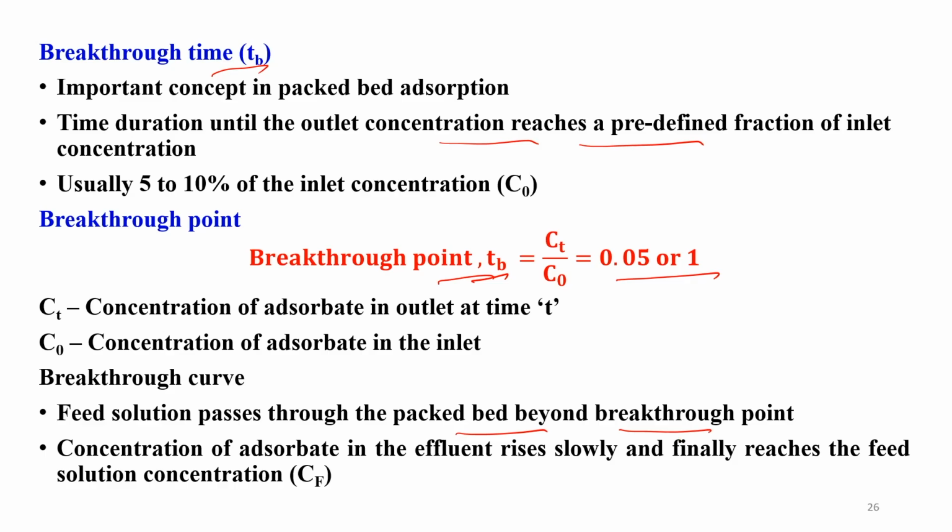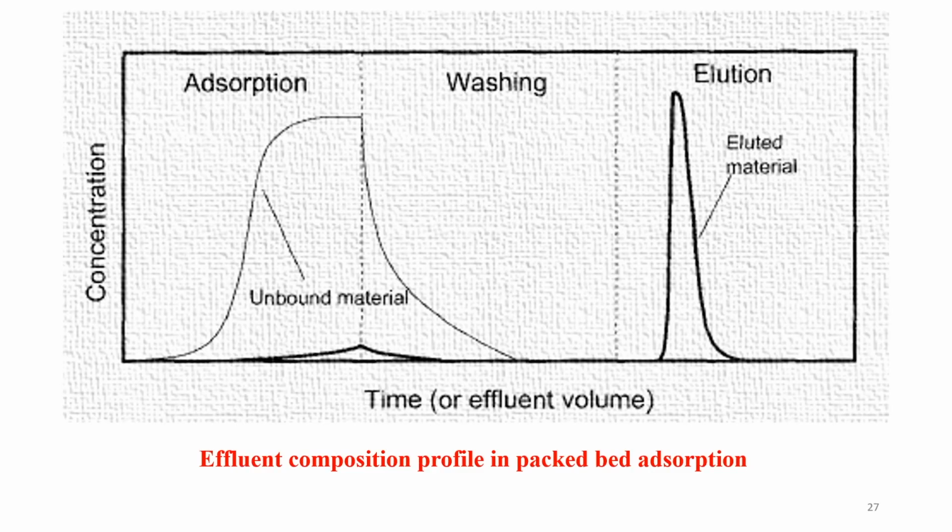The feed solution passes through the packed bed. Beyond the breakthrough point, the concentration of adsorbate in the effluent rises slowly and finally reaches the same as the feed concentration. You just see how it is taking place. Up to here the total adsorption is taking place, and slowly this unbound material is going out and reaching a plateau, and this value will be the same as the initial concentration in the feed. Once it is there, you have to stop, go for washing, and then use another eluting solvent for elution.